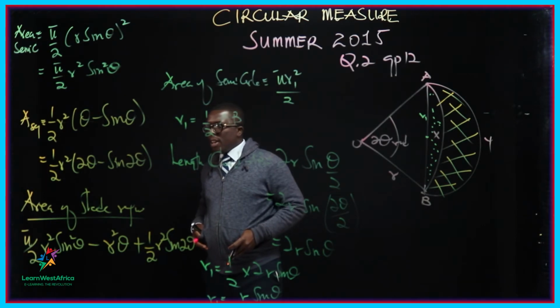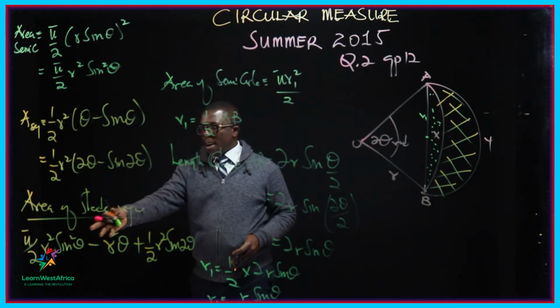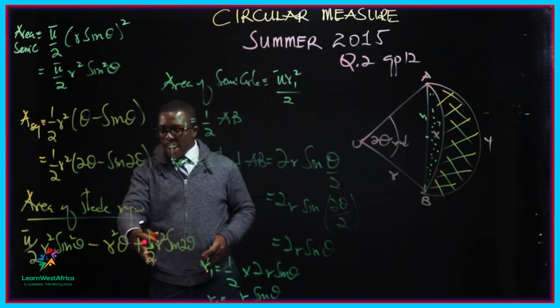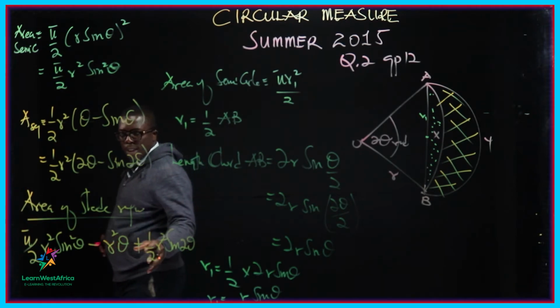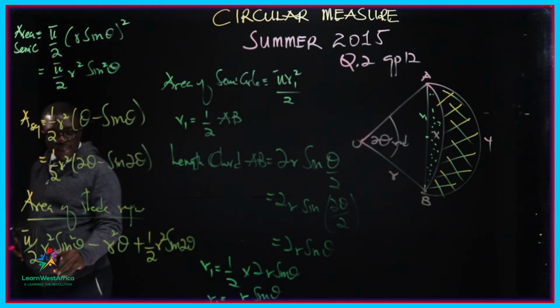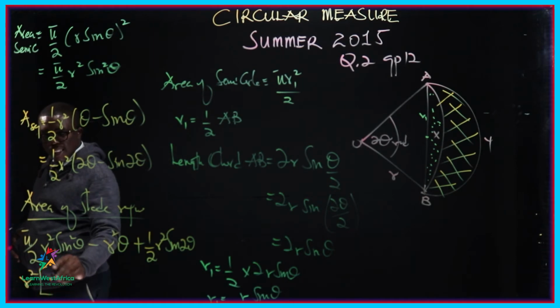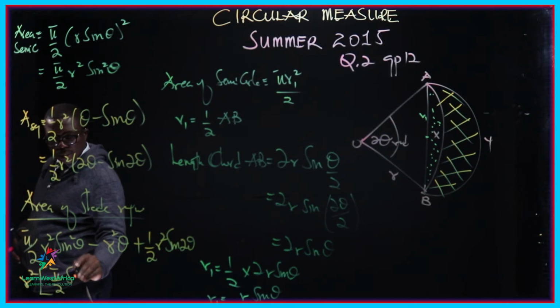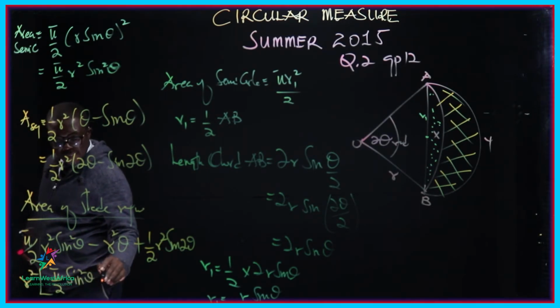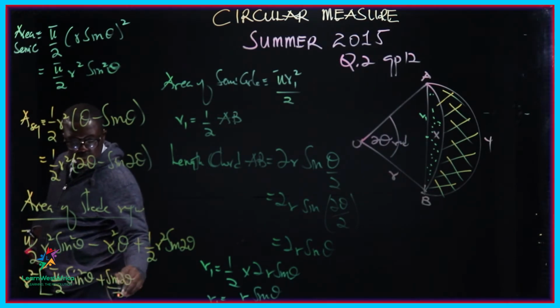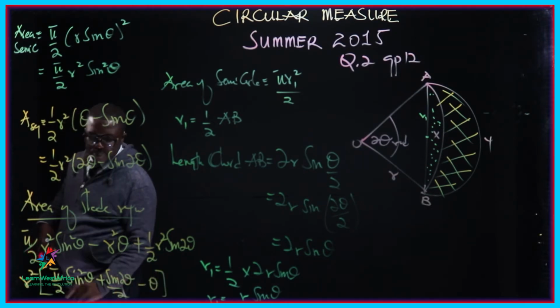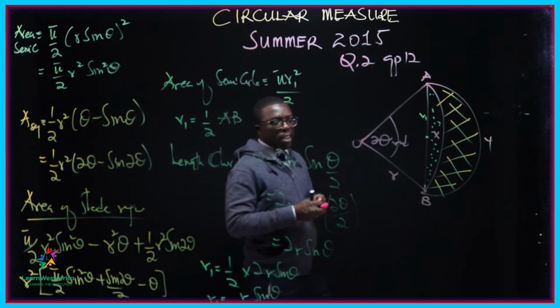If you look at it carefully, you can realize that the r squared is very common. You have r squared in there. So what happens to that? We can just bring out the r squared. So we are going to have r squared, then this one's going to give you pi over 2 sine squared theta plus sine 2 theta over 2 minus theta. I hope you're okay. Let's take a second look at it.